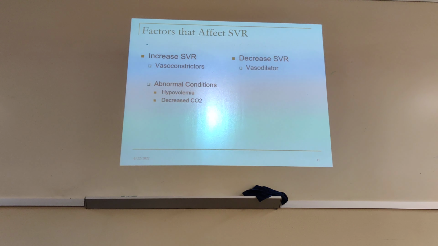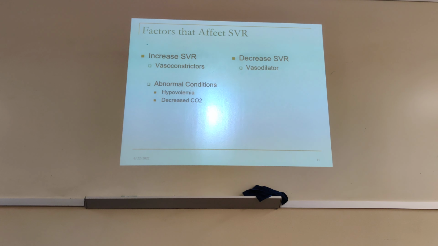Decreased CO2. Well, low CO2 is a vasoconstrictor. Low CO2 will vasoconstrict your blood vessels. CO2 is a vasoconstrictor in the blood vessels. And then high CO2 in the brain is also vasoconstriction, but inside the lungs it is a vasodilator. Okay, vasodilator in the lungs.